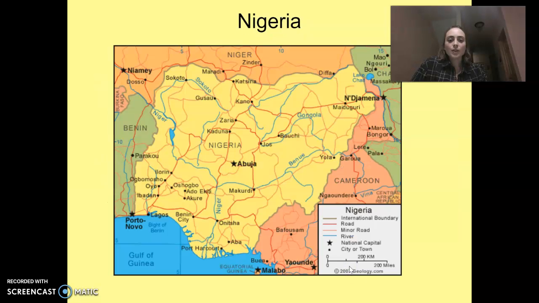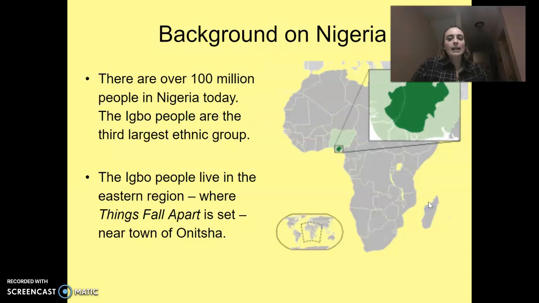So there is a map of Nigeria, again, close up. And like I said, our text is focused on the Igbo people, which is an ethnic group. It's the third largest ethnic group in Nigeria. And the Igbo people live in the southeastern region of Nigeria. So here's a map. This really small green area is where the Igbo people live.